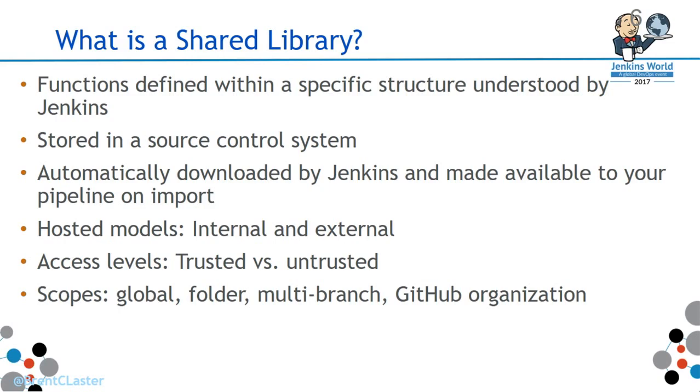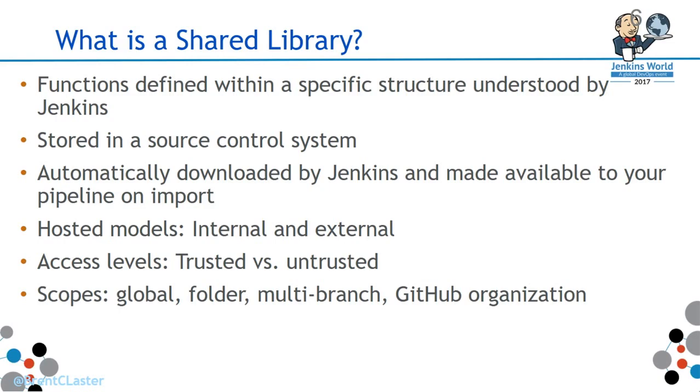Let's start with what a shared library is. A shared library is essentially code or functions that you define within the specific structure that Jenkins understands. We'll talk about that structure, in terms of the directory layout and such, a little later on. They're also stored in a source control system, for example a Git repository. We have both internal and external ones. Jenkins itself has an internal Git repository. It's not talked about that much anymore, but it's there, and we'll mention it for completeness in case it becomes useful to you.